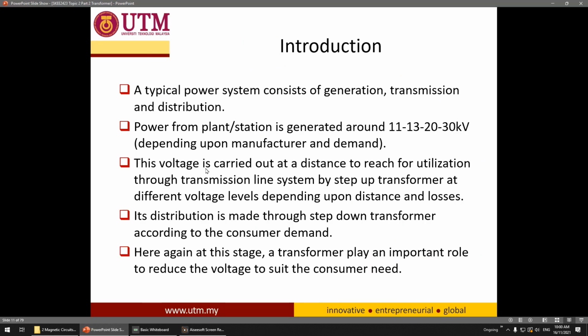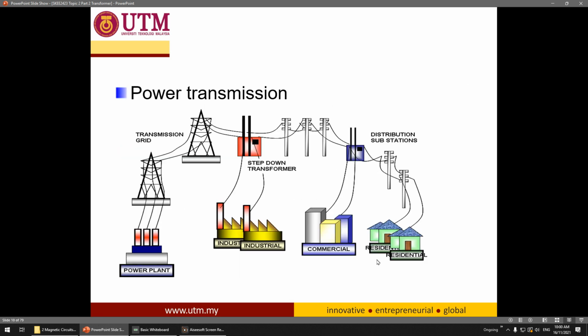So this voltage is carried over a distance to reach utilization through the transmission line by a step up transformer at different voltage levels depending on the distance and losses. This one I already explained. Basically you just want to reduce the current so you can transmit the power further. Distribution is done by step down transformers according to customer demand. Here again, at this stage the transformer plays an important role to reduce the voltage and suit the customer need. You can see here multiple step down transformers depending on the customer. Industry usually wants a higher voltage, commercial also a bit higher, but residential is usually at a very low voltage.